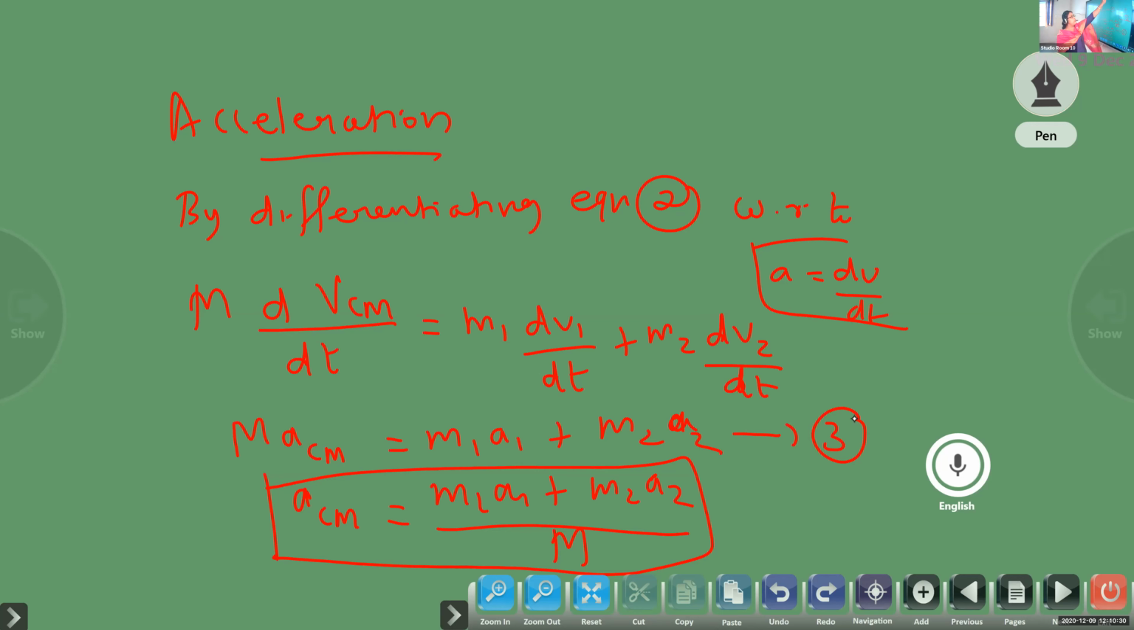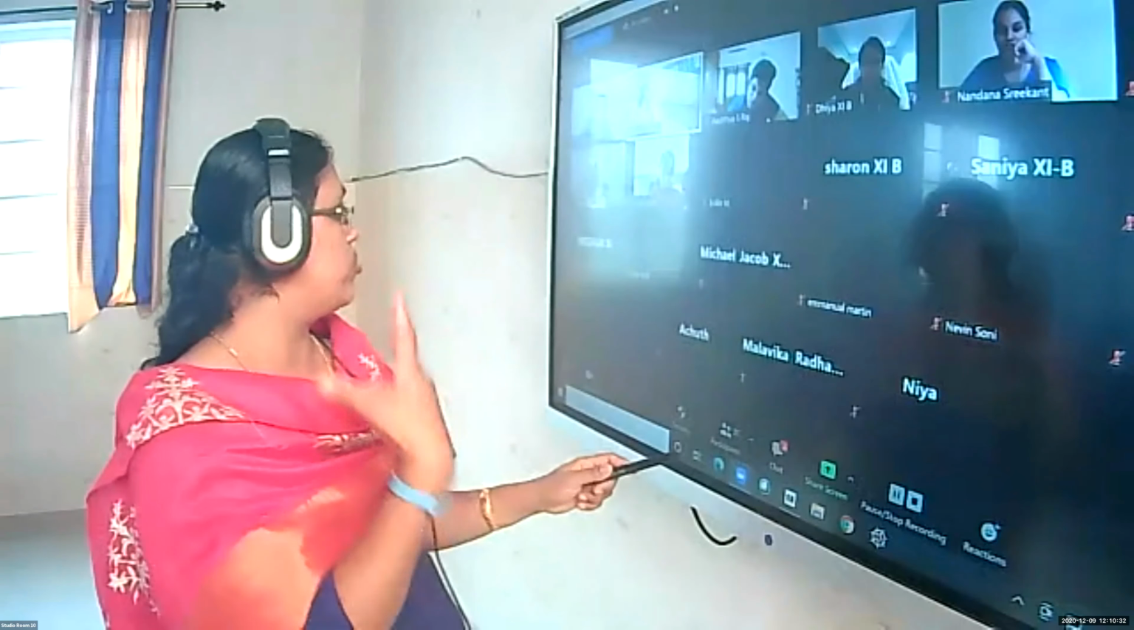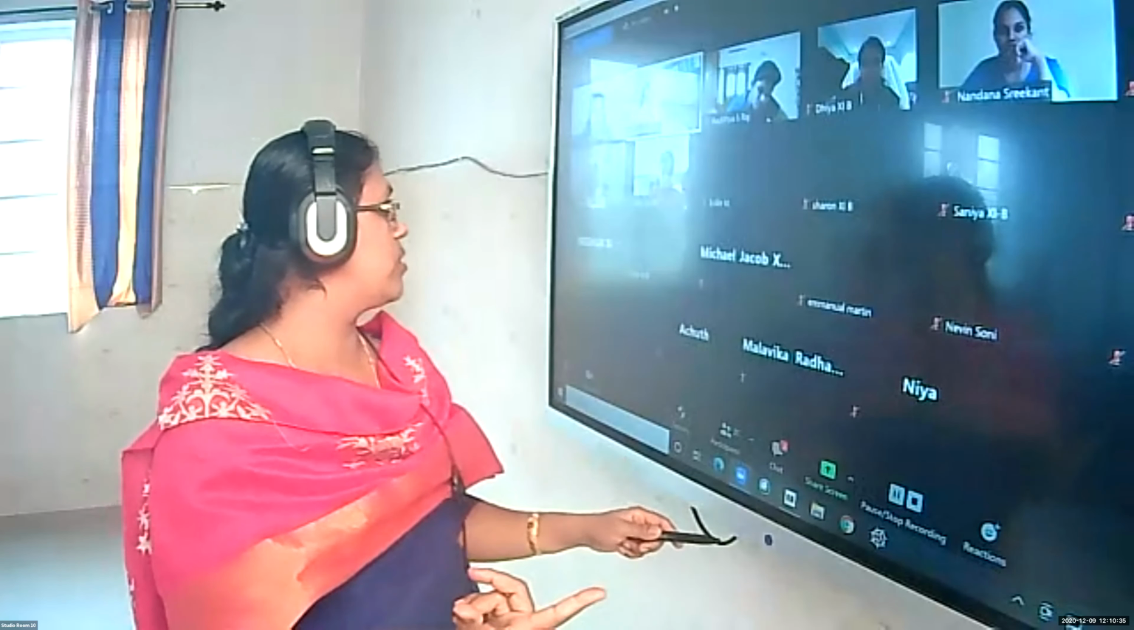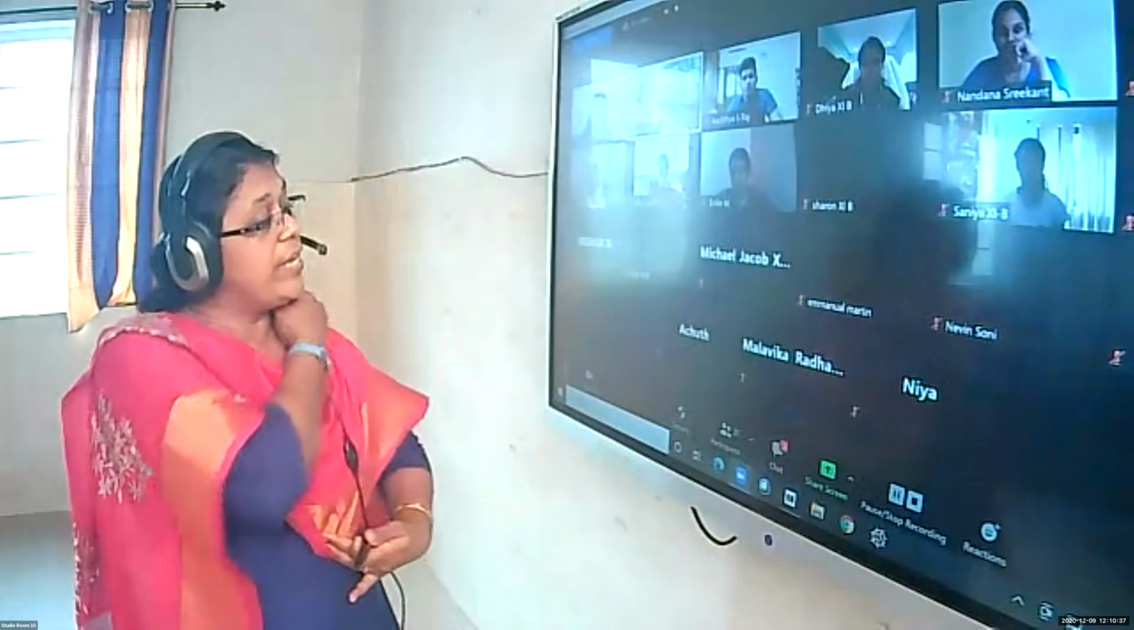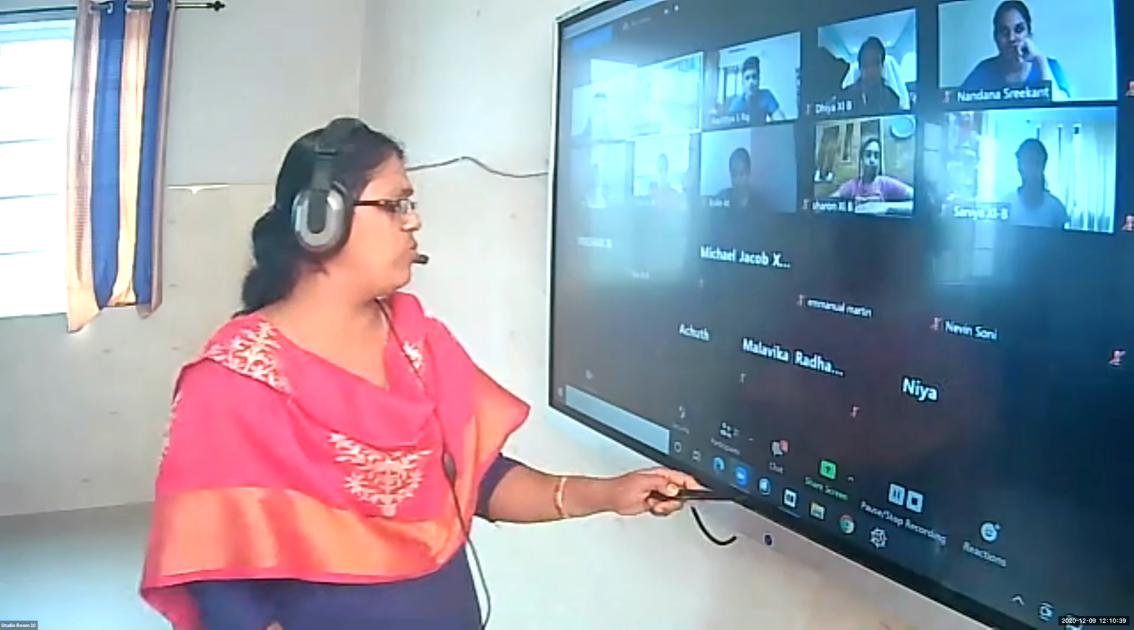Hope you understood. This was simple, no? Once you connect this with straight line motion, the first, third chapter, it is very easy. It's only repetition of those things.